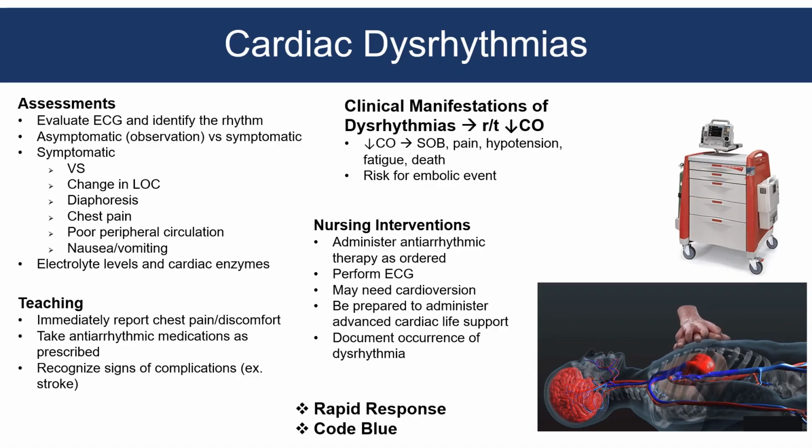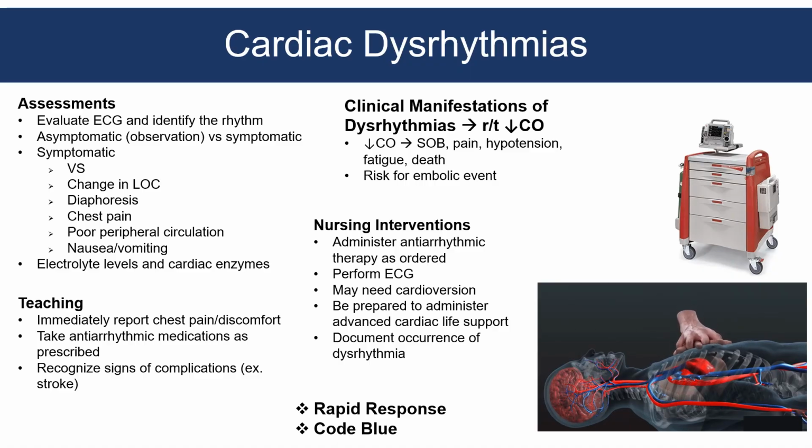So symptomatic patients, monitor those vital signs. We're going to monitor any changes in level of consciousness because if our brain is affected, that means it's pretty bad. The brain is being oxygen deprived. Diaphoresis, chest pain, poor peripheral circulation, nausea, vomiting. Those are all major signs and symptoms of decreased cardiac output.